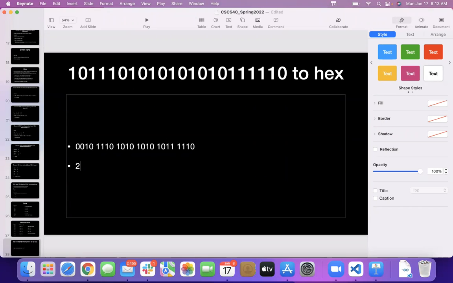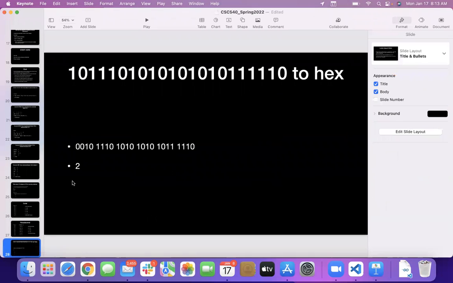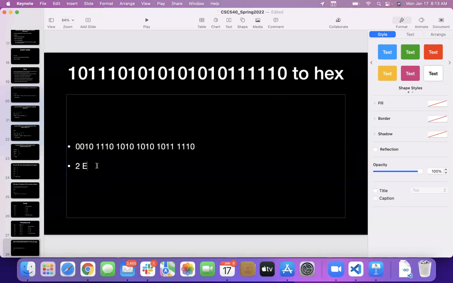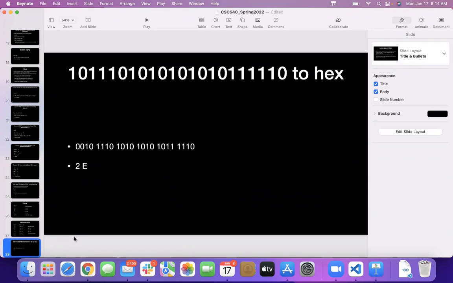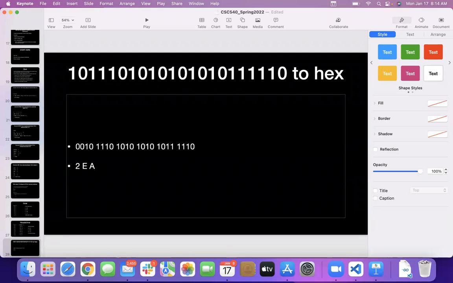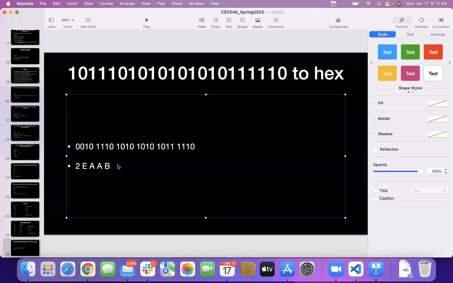So 0010, that's a 2. 1110, we go back to our chart here, is an E. 1010 is an A. 1010, another A. 1011 is a B. And 1110 is an E. So this crazy long binary number is equivalent to 2EAABE in hex.